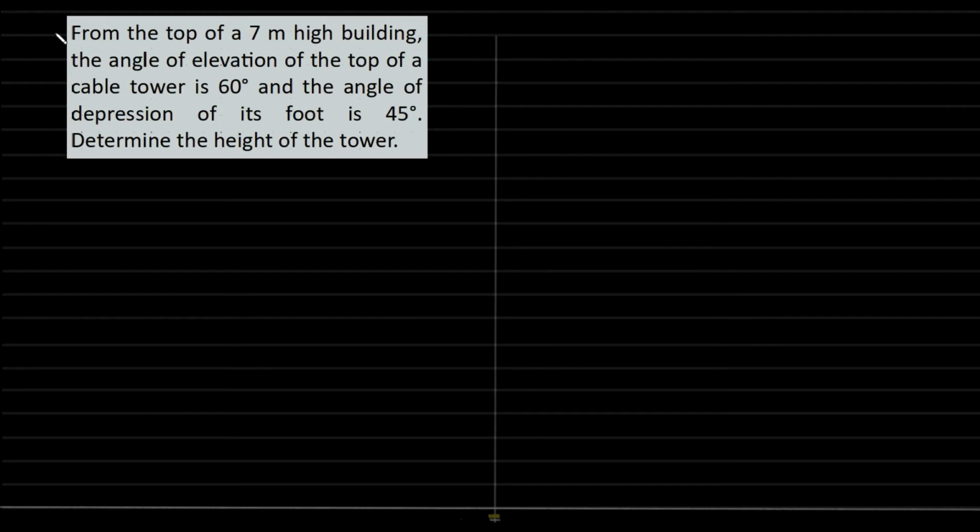From the top of a 7-meter high building, the angle of elevation of the top of a cable tower is 60 degrees and the angle of depression of the foot is 45 degrees. Determine the height of the tower.